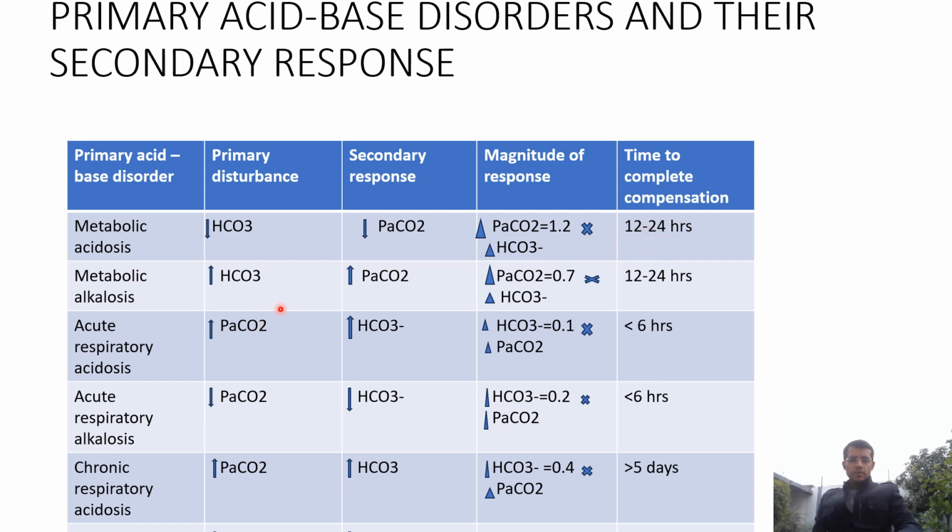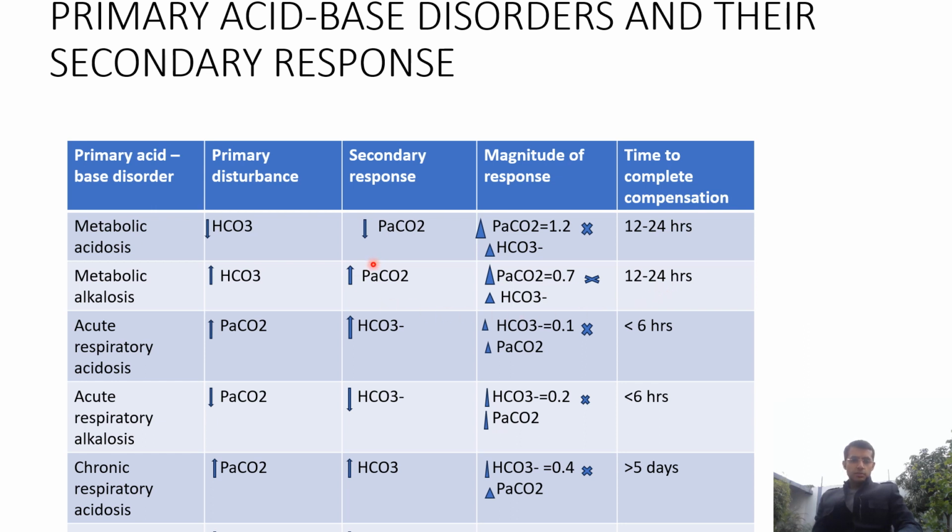Metabolic alkalosis, so bicarbonate goes up, PaCO2 goes up. So the arrow is the same on the side when compensation takes place. And what is the delta PaCO2? It is 0.7 multiplied by delta bicarbonate. Time to complete compensation 12 to 24 hours.